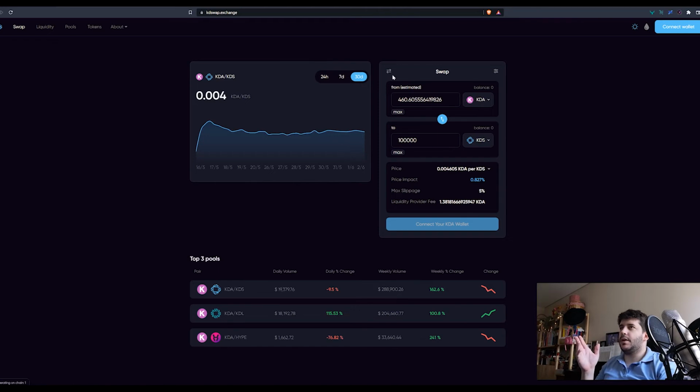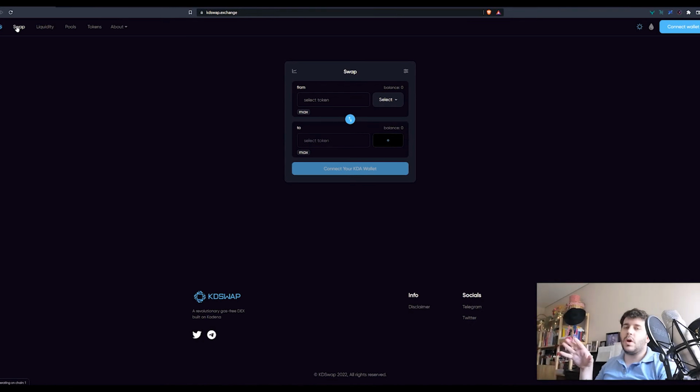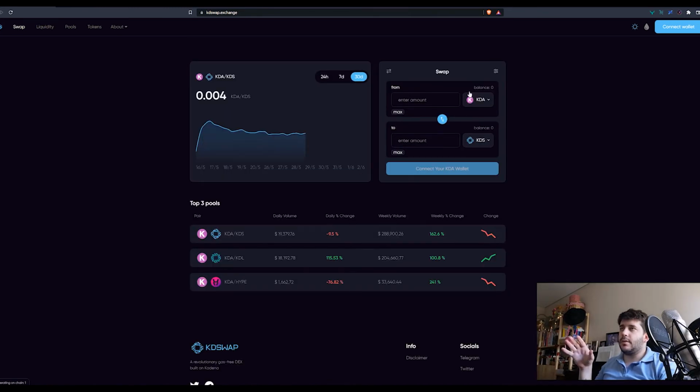Here is the KDSwap DEX. There's like 5 trading pairs for now. We'll be adding more. In this section, you can see the details for each pool, like the amount of token 1 and token 2, in this case KDA and KDS, and its price, the rate, right? So if we go to the swap, let's look at this.